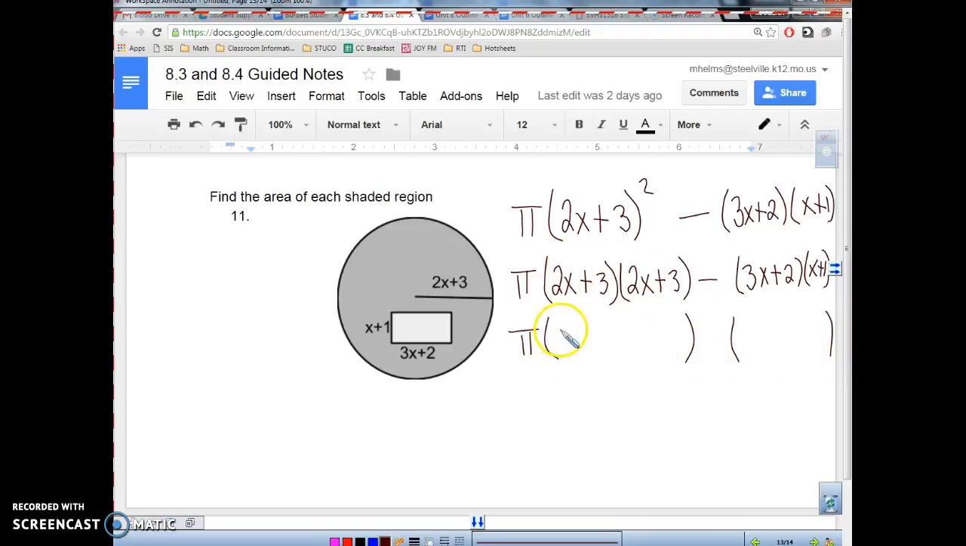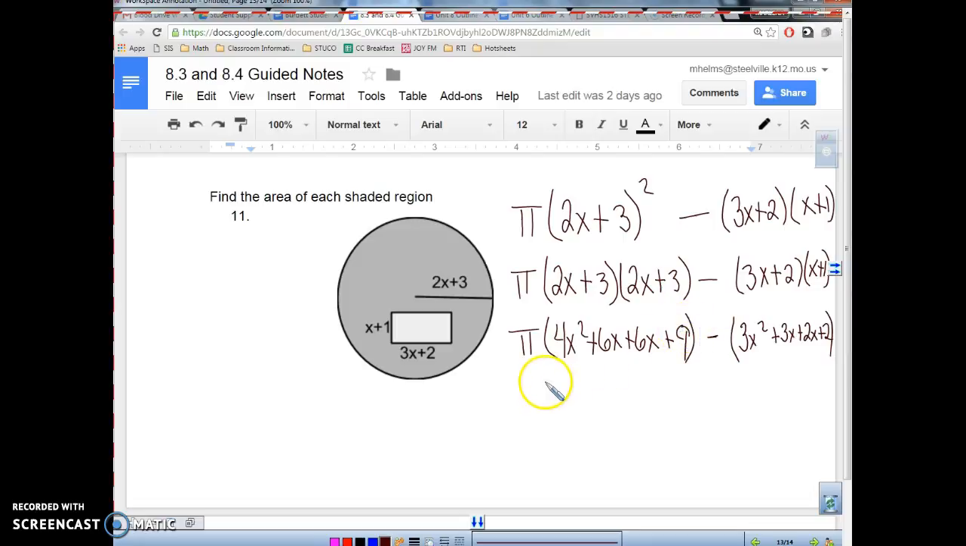So 2x times 2x is 4x squared. 2x times 3. And then you did the 3 times 2x and the 3 times 3. Then on the other part, 3x times x is 3x squared. 3x times 1. We still have our subtraction sign.